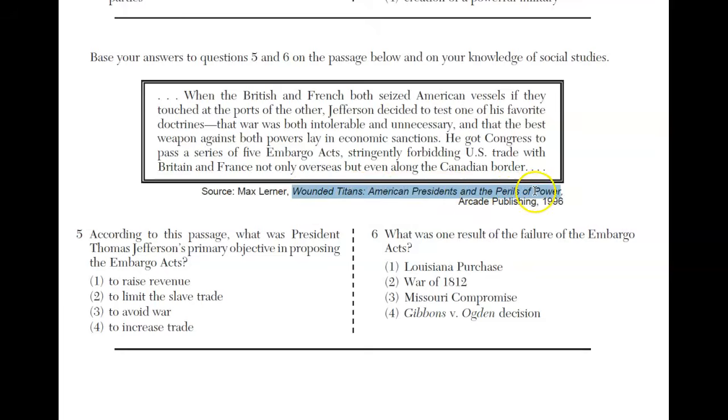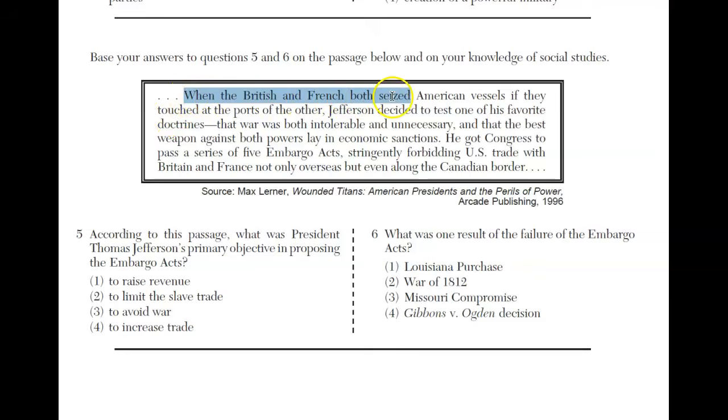Therefore, when you look at this, you are getting an historian's interpretation of history. If you look at the very title, this sometimes is a help. Wounded Titans. Titans being those ancient Greek gods, even before Zeus and Apollo, if you know your Greek history. These are the sort of elder gods. Wounded Titans, so these are damaged gods. Ooh. American Presidents and the Perils of Power. We can guess that maybe he's talking about presidents and the trouble they get into when they exercise power. It winds up backfiring. Maybe it's something like that. 1996, so it's a more recent document, history guy writing about history, and it's his interpretation. All right, now we look at it.